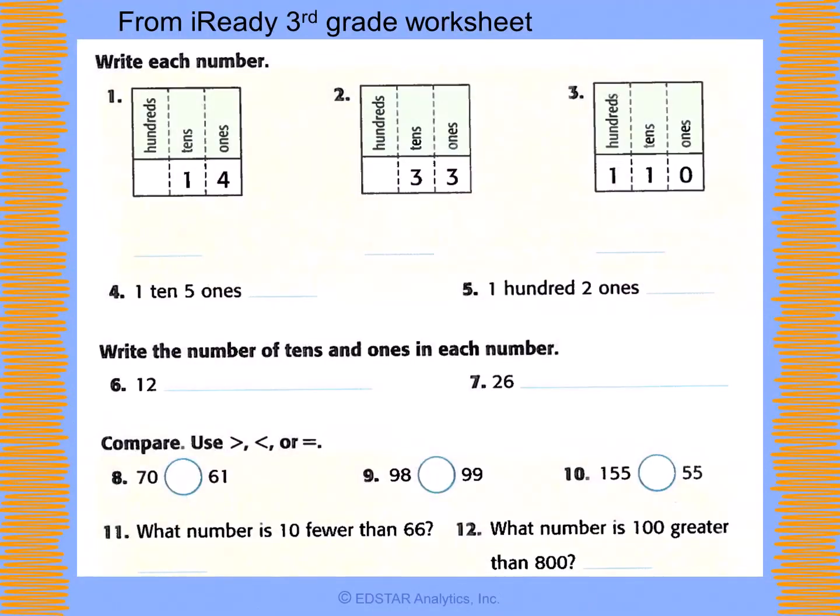These are the kind of problems that a third grader will see relating to place value. So they're asked to compare using the greater than or less than signs or equal. They rewrite the numbers, write a number if you're told what the digit in each place is, etc. So this is the kind of thing that their teacher will teach them how to do.